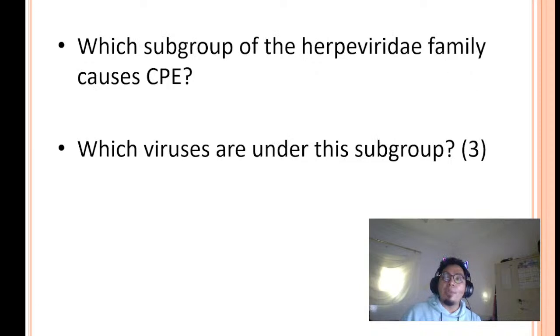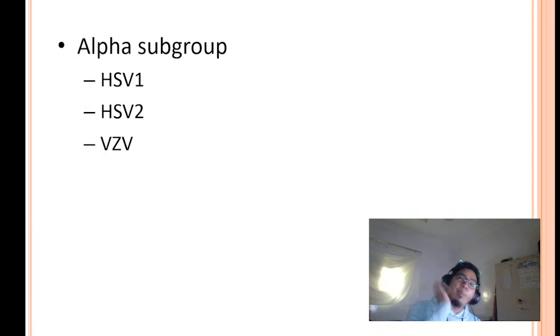Now, which subgroup of the Herpesviridae family causes CPE? This is the one that causes warts. That's the reason why I added cytopathic effect, because they cause warts. All right, they could be in the form of cancer or any other thing. The subgroup is the alpha subgroup, which includes herpes simplex virus 1, virus 2, and of course varicella zoster virus. All right, the alpha subgroup.